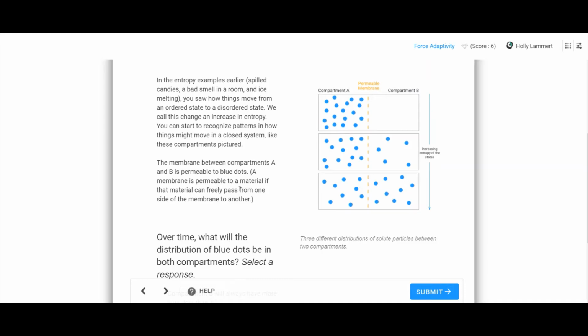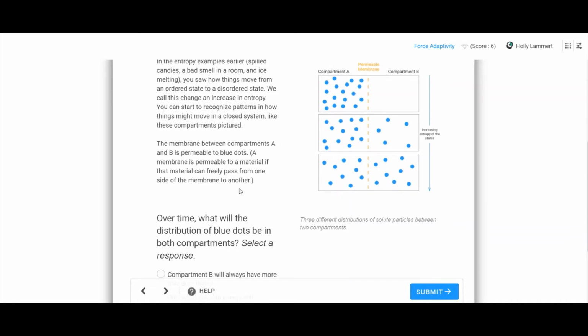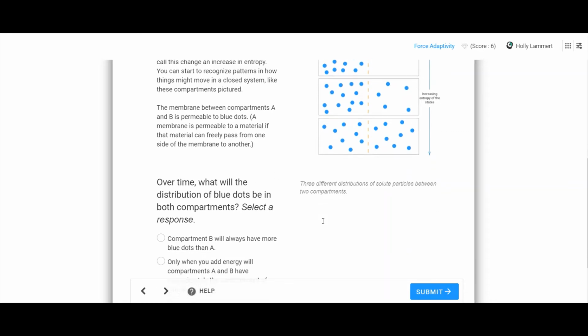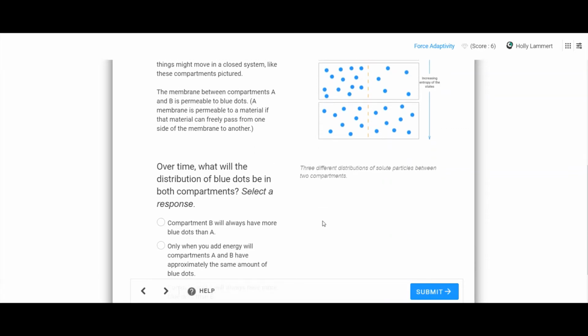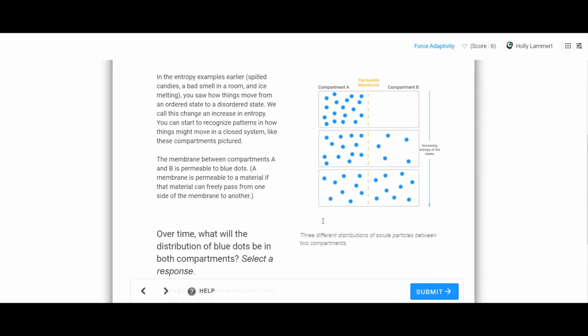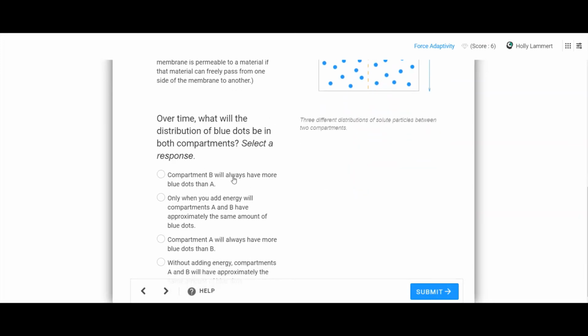The membrane between compartments A and B is permeable to blue dots. A membrane is permeable to material if that material can freely pass from one side of the membrane to the other. Over time, what will the distribution of blue dots be in both compartments? Select a response. Okay, so if they can pass over the membrane, that means from compartment A, in an organized state, all of these molecules here are going to move to separate out.